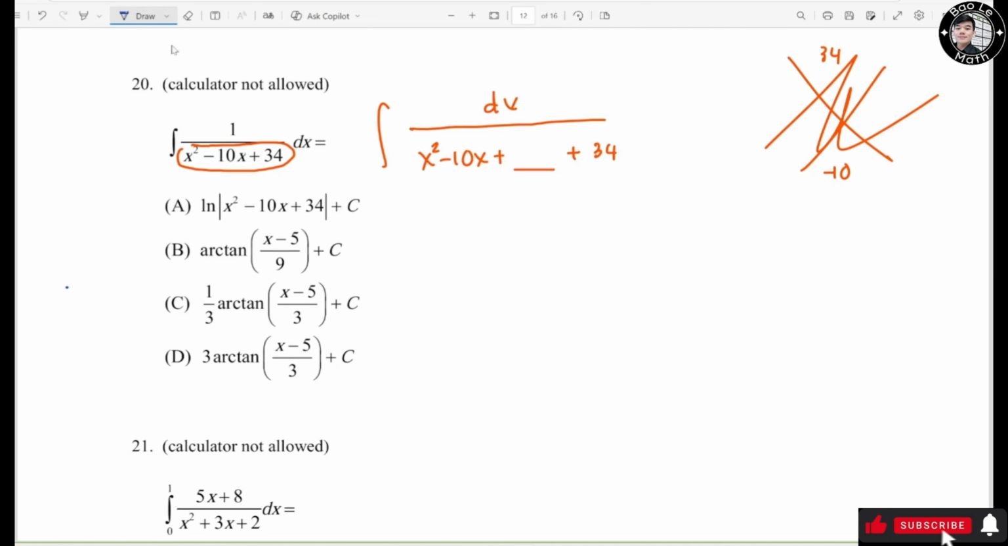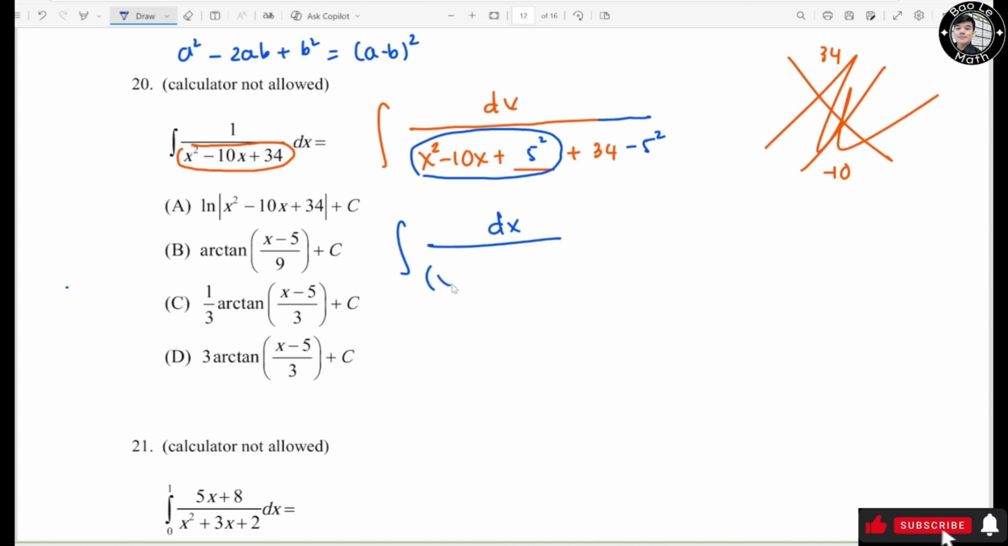Now remember, a squared minus 2ab plus b squared is (a minus b) all squared, right? So in order to find the third term right here, you take 10, the middle term, divide by 2 and square it to be 5 squared. So you literally add 5 squared, and you need to subtract 5 squared right here. So it's the antiderivative of ds over the first three terms, which becomes a complete square, (s minus 5) all squared, plus 34 minus 25, which is 9. But 9 is 3 squared.